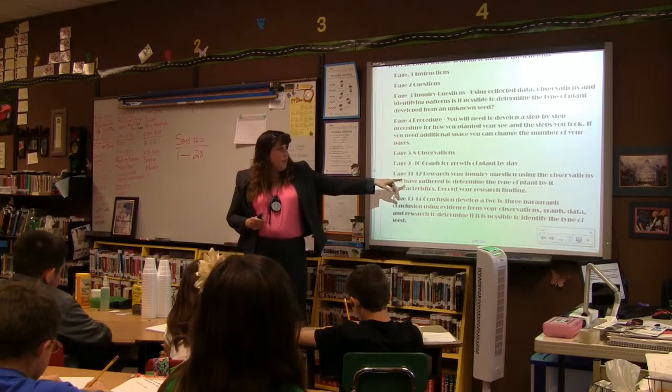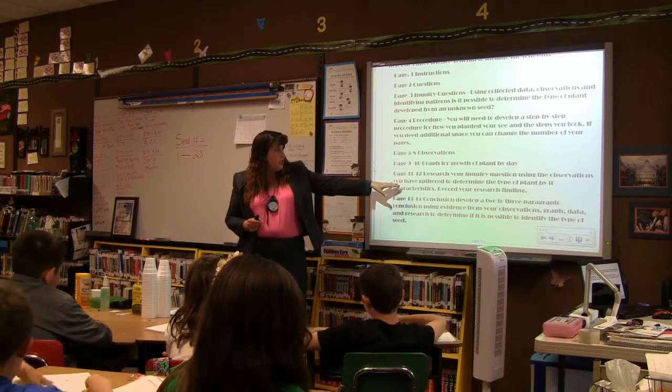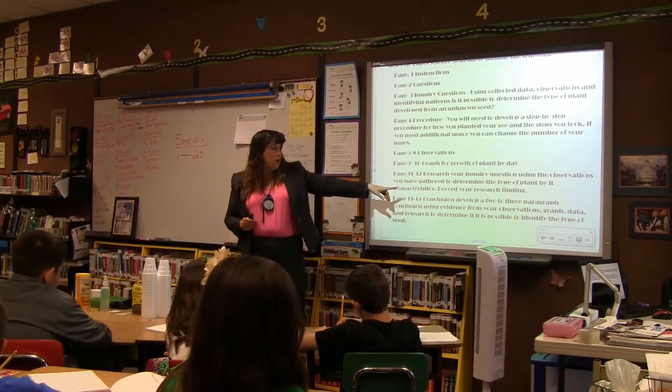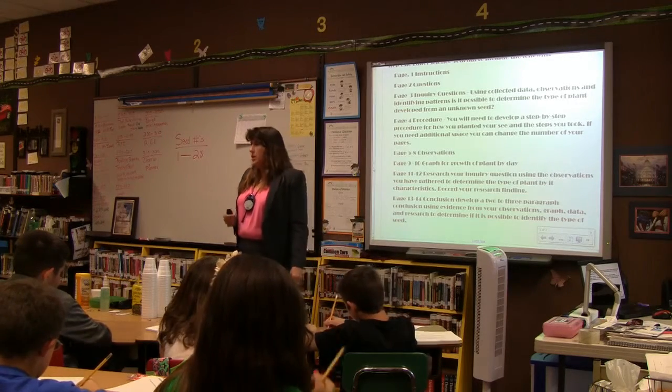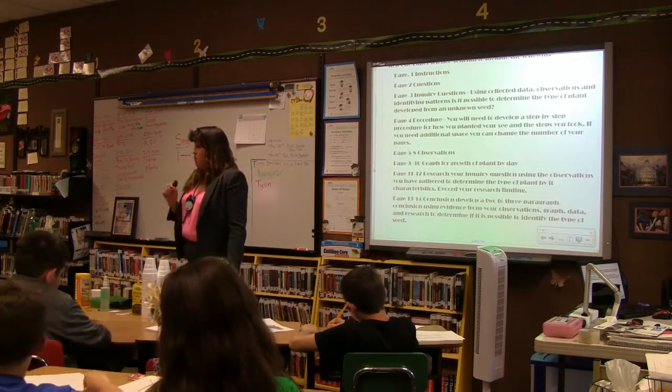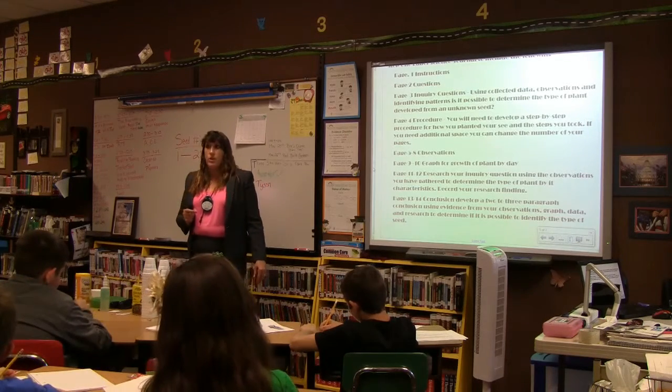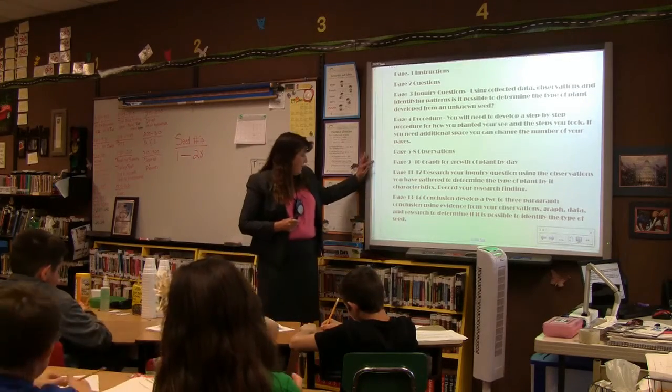Then on page 11, you're going to research your inquiry question using observations you've gathered to determine the type of plant by its characteristics and record your research findings. So you're going to write down what you find from looking at the internet, okay?